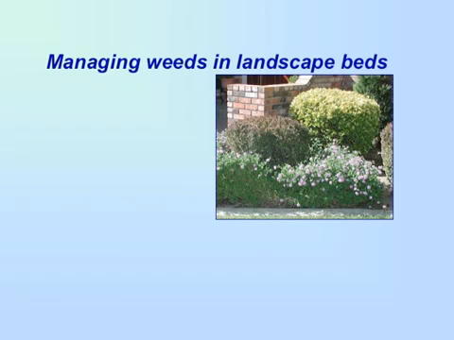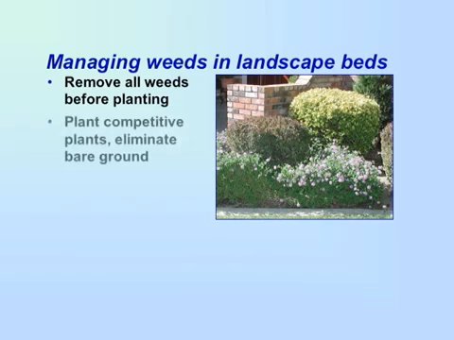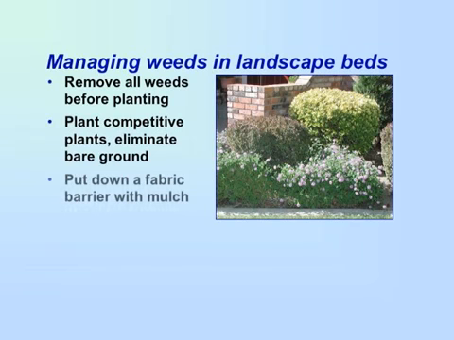Keep landscape beds free of weeds with good planning and design. Remove all weeds before planting. A non-selective herbicide, such as glyphosate, can be used to kill existing vegetation. Plant competitive plants and eliminate as much bare ground as possible with ground covers. For areas with a lot of bare ground, put down a fabric barrier with a layer of mulch on top to prevent new weed germination. Be sure to apply mulch at the proper depth and replenish it when needed.